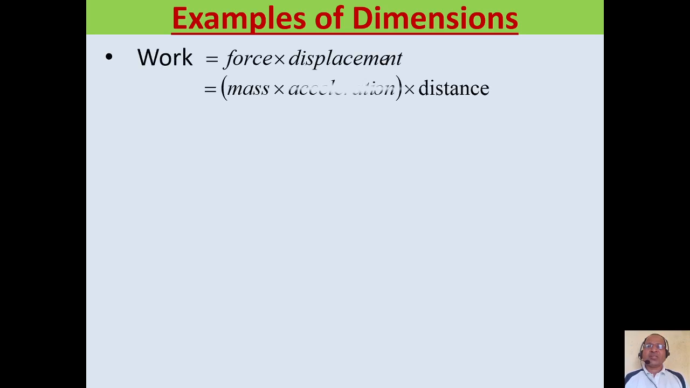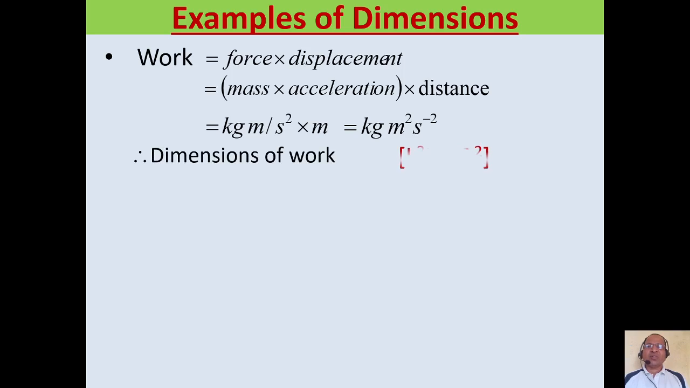Let us have the dimensions of work. Work is nothing but force into displacement. So force is mass into acceleration. Displacement is nothing but distance. So you can now write the units of all these quantities: mass in kilogram, acceleration in meter per second square, distance in meter. Simplifying it, we can write kilogram meter square second raised to minus 2. So dimensions of work become now L raised to 2, M raised to 1, T raised to minus 2.